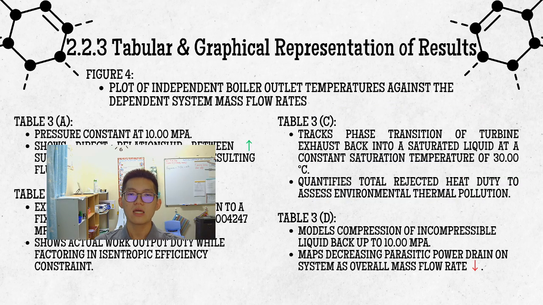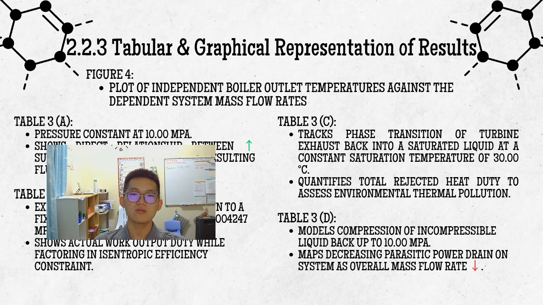Next, for Table 3c, it tracks the phase transition of turbine exhaust back into a saturated liquid at a constant saturation temperature of 30 Celsius. This quantifies the total rejected heat duty to excess environmental thermal pollution.